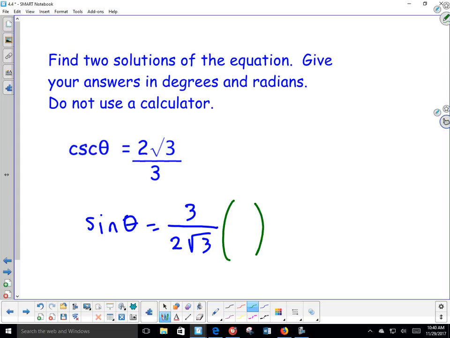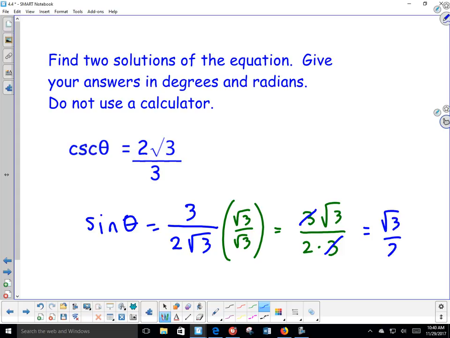Can we get rid of that radical in the denominator? Multiply by square root of 3 over square root of 3, and we get 3 square root of 3 over 2 times square root of 3 times square root of 3. Isn't that going to be 3? Yes. And so can I divide out these 3's? Yes, they're not terms. Everything's being multiplied. Neither one of these are under a radical, right? So this is going to be equal to square root of 3 over 2.